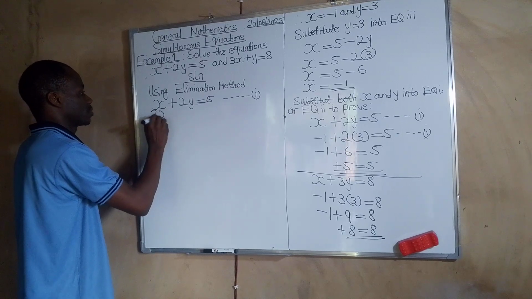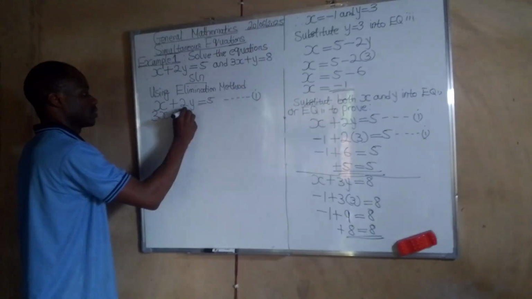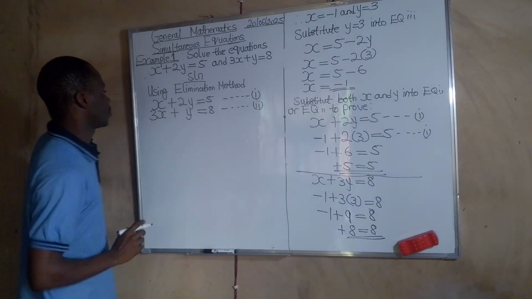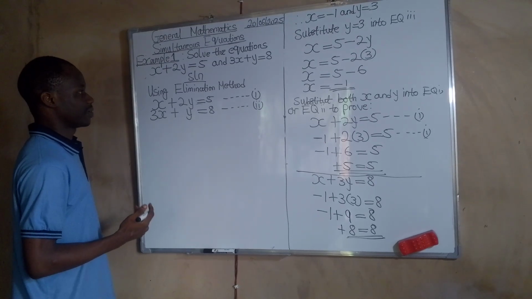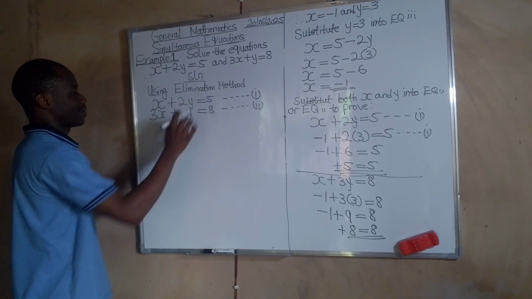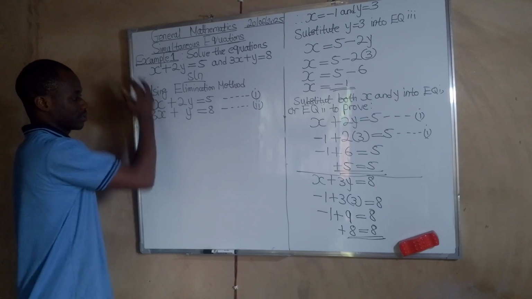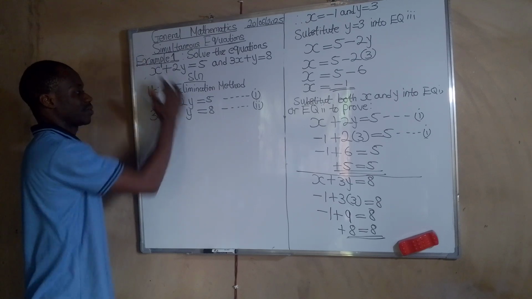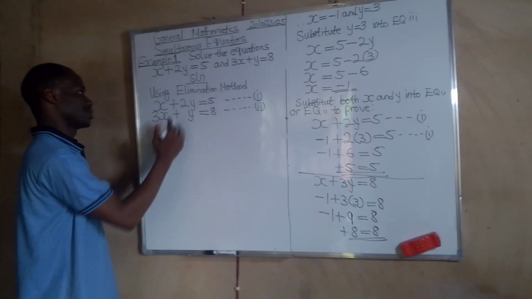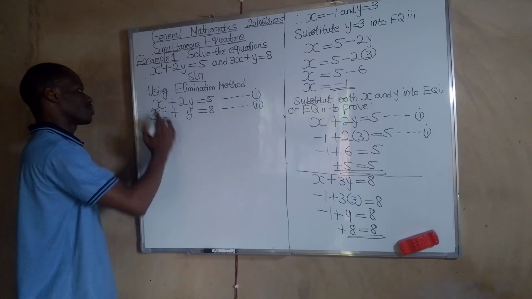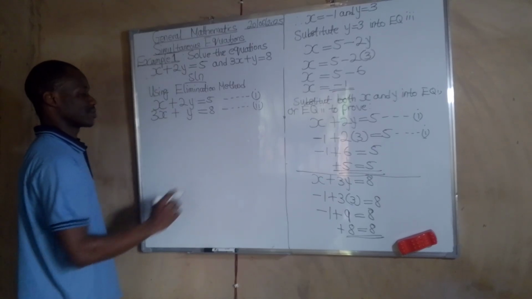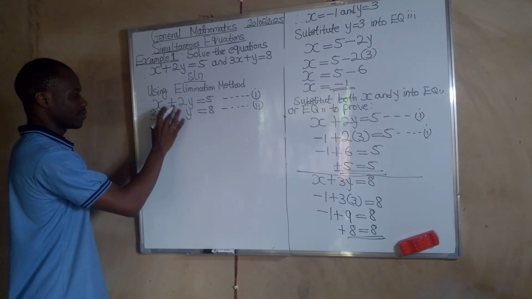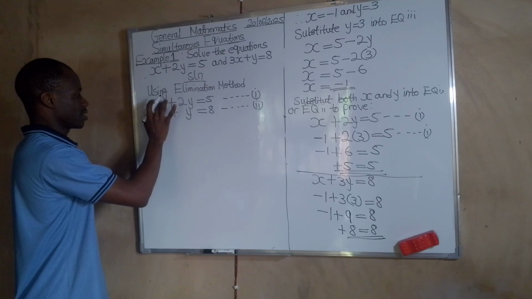Then 3x plus y is equal to 8. And this one is equation 2. Now, what is elimination all about? You see, the elimination is all about cancelling out, terminating one of the values of x or one of the values of y. That's what the elimination is. Cancelling out one of the values of x or one of the values of y.